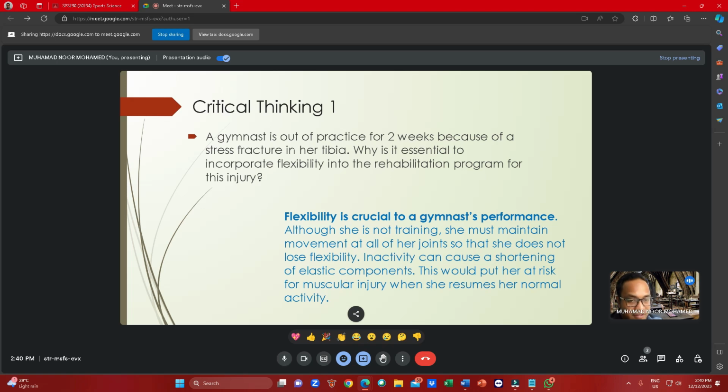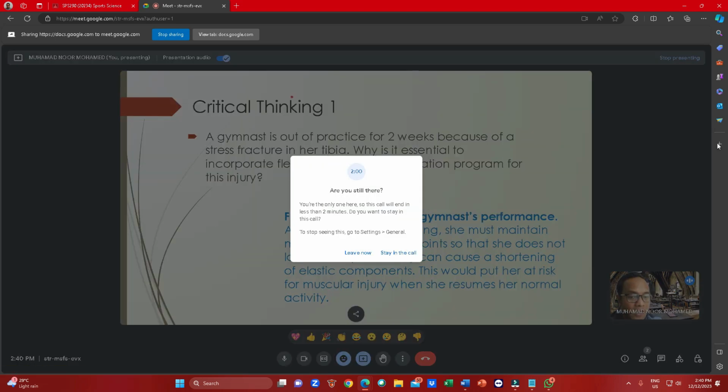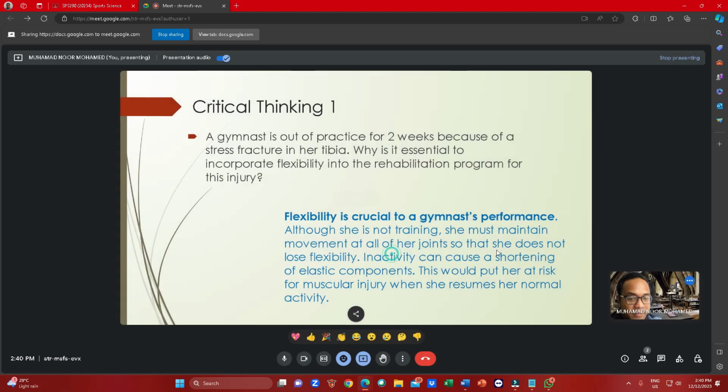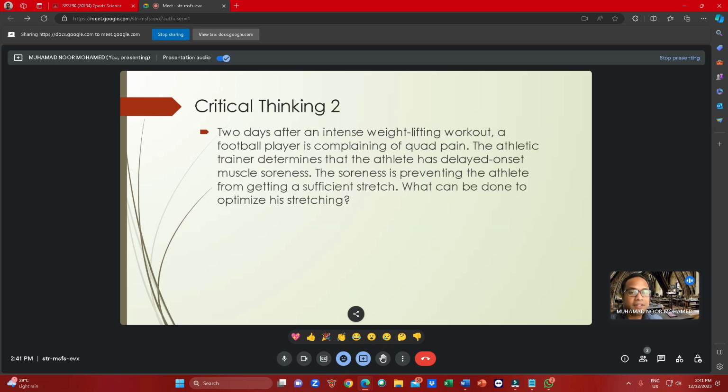It is essential for her to undergo a rehabilitation flexibility program. Critical thinking number 2: two days after an intense weightlifting workout, a football player is complaining of quad pain. The athletic trainer determined that the athlete has DOMS. The soreness is preventing the athlete from getting a sufficient stretch. What can be done to optimize his stretching?